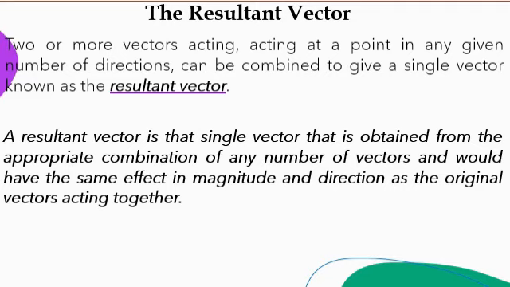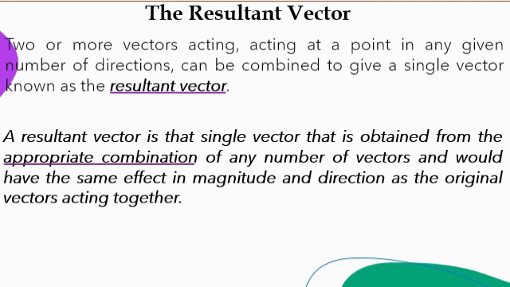Now, something is very important to us here. In getting a resultant vector, you don't just combine the vectors anyhow. There is need for appropriate combination. So that suggests that there are factors that will bring about this appropriate combination. One of those factors is to know the number of vectors involved, and secondly is to know the relative directions of these vectors with respect to each other.